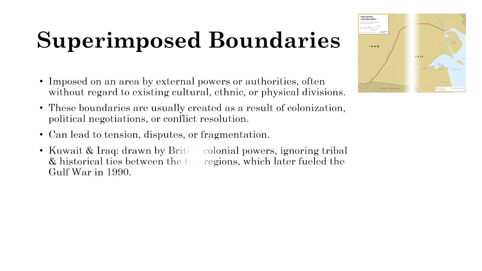So one example of this would be Iraq and Kuwait, which was drawn by British colonial power, so that's the external authority here, and they ignored any tribal or historical ties, any connection between the two regions, and that later fueled the Gulf War, where Iraq invaded Kuwait to access the Persian Gulf here.